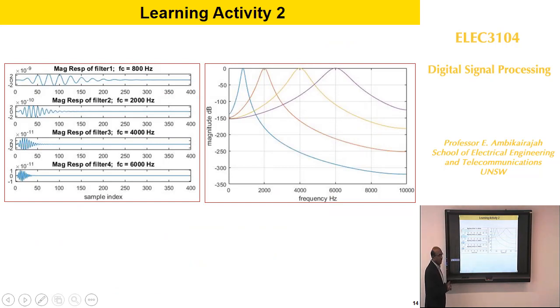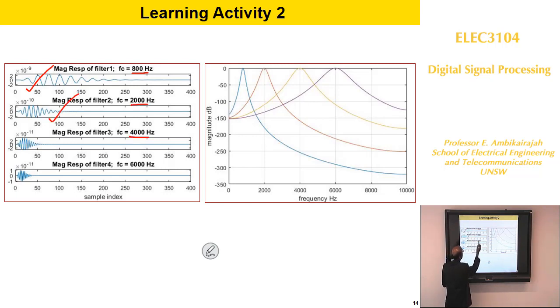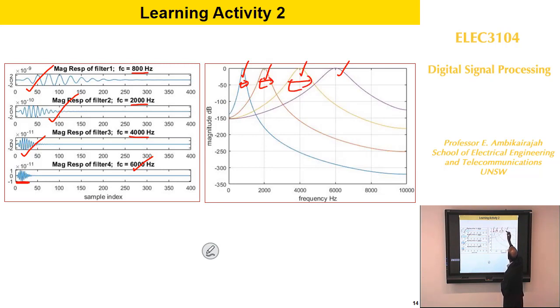And here's that learning activity, whether you are on track. You will see I've got 3 filters here, 800 hertz, that's what the impulse response looks like. For 2000 it looks like this, for 4000 it looks like this, and for 6000 hertz it looks like this. And if I take the Fourier transform of that, that's the first one, the second one, the third one, the fourth one. You can see the bandwidth is bigger as you go along. For high frequency, the bandwidth is bigger.